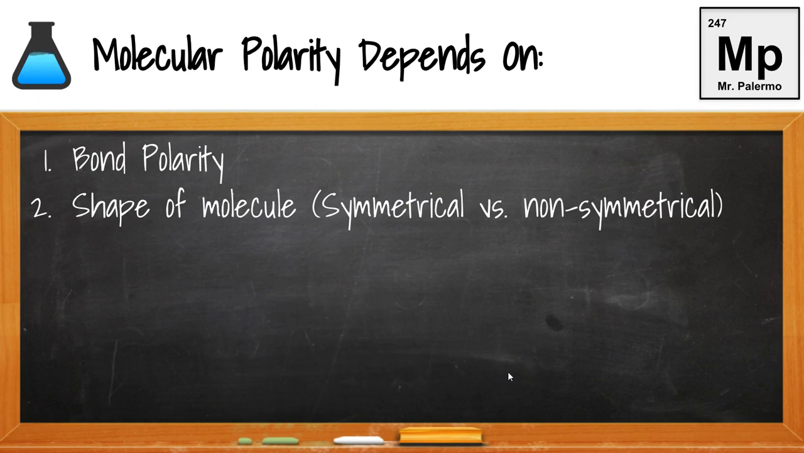Now, we've learned about bond polarity, which is the difference in electronegativity between two atoms in the sharing of electrons. That was in lesson 2. Molecular polarity is the polarity of the whole resulting molecule. And that depends on bond polarity as well as the shape of the molecule, whether it's symmetrical or not symmetrical, as we say, asymmetrical.